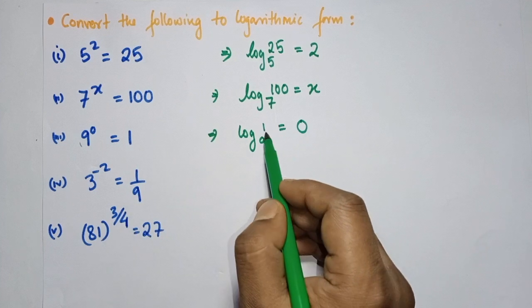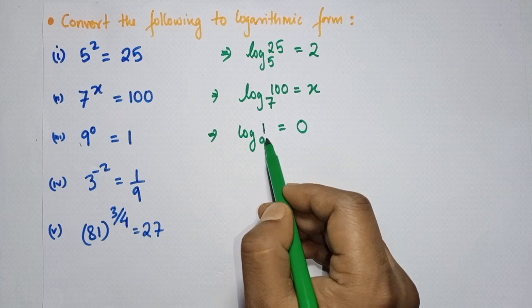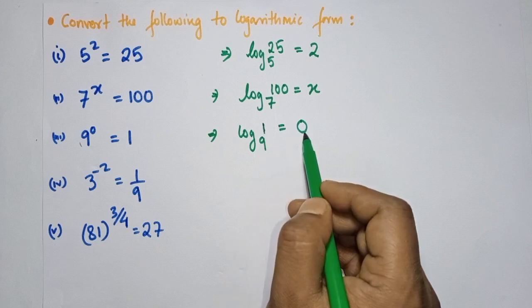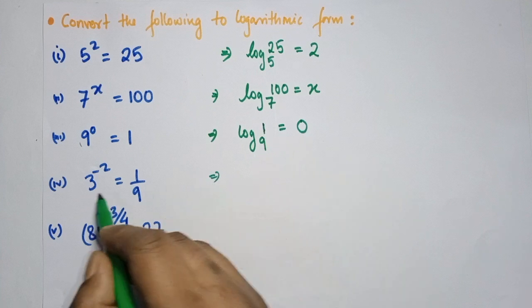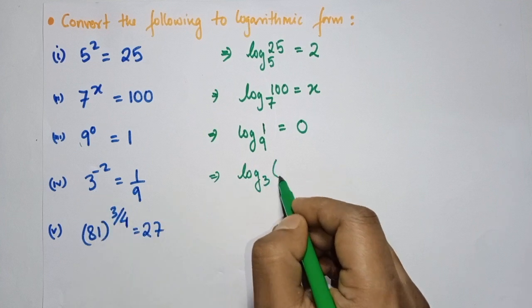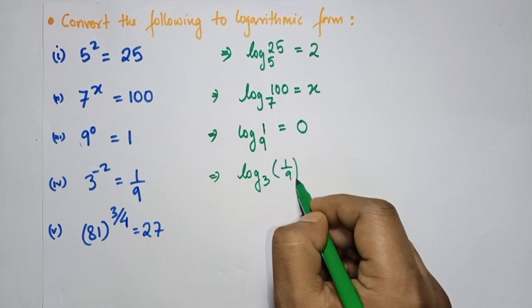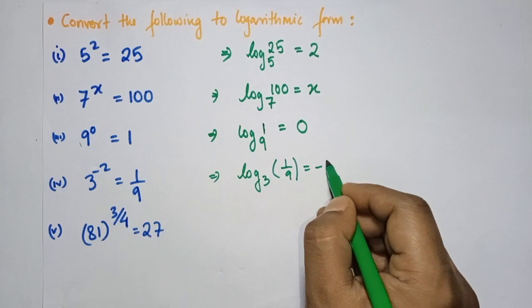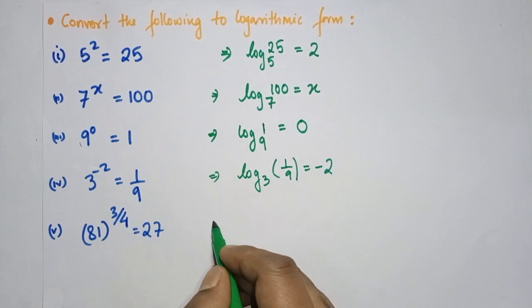So already I have told you that whenever there is log 1, whatever the base, the value is always 0. So what will be this? Log, what is my base? Base is 3. What is my value? 1 by 9 equals to, what is my power? Minus 2.